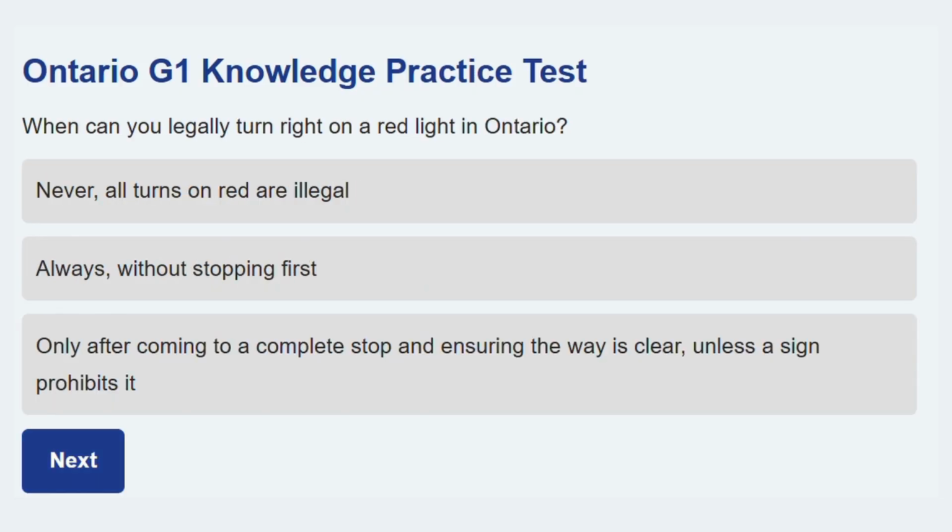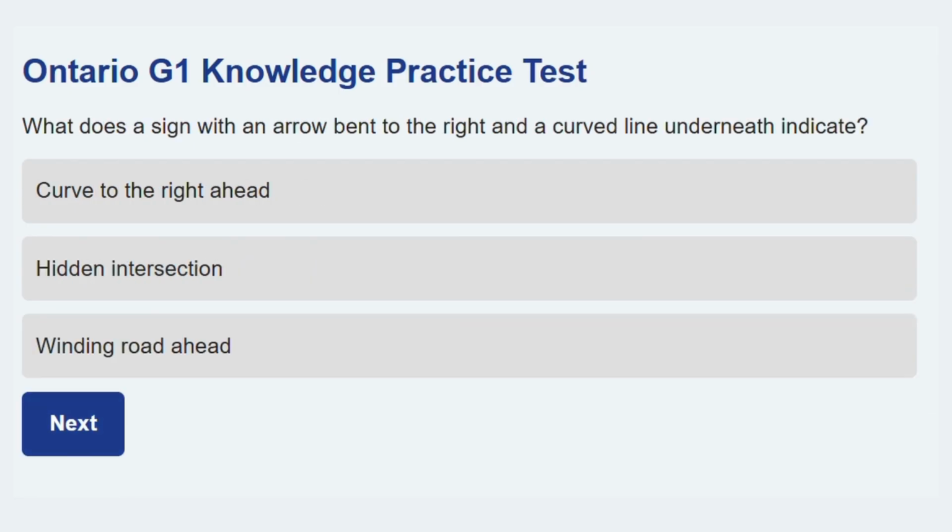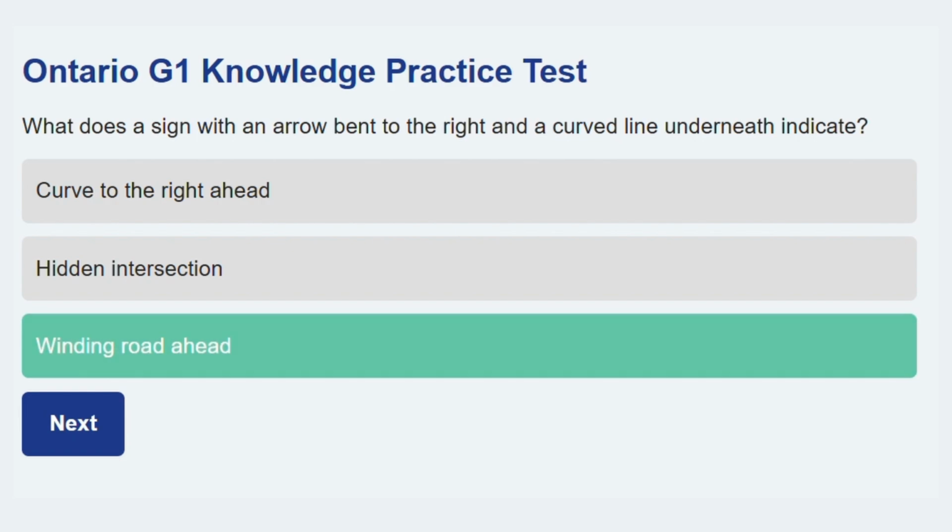Moving on. When can you legally turn right on a red light in Ontario? Only after coming to a complete stop and ensuring the way is clear, unless a sign prohibits it. A right turn on red is generally permitted after a full stop and yielding, unless a sign says no right turn on red. Time for the next question. What does a sign with an arrow bent to the right and a curved line underneath indicate? Winding road ahead. This sign warns drivers to expect a series of curves.